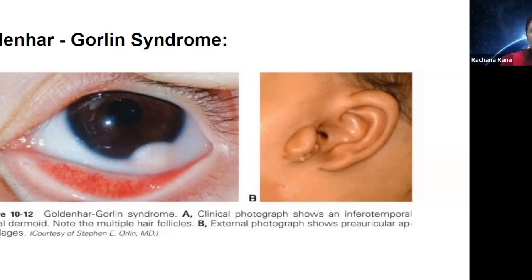So what we are doing is a corneal patch graft along with the dermoid excision. And also we can send it for histopathology to confirm the diagnosis.